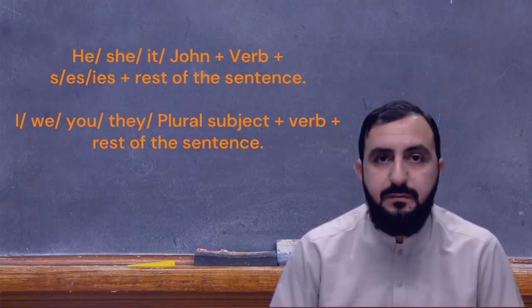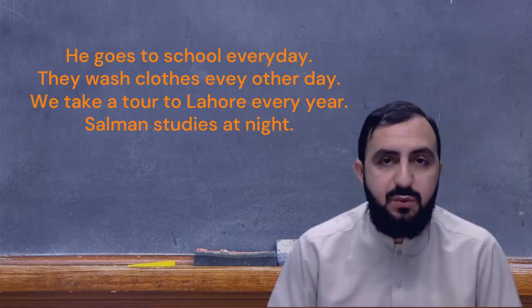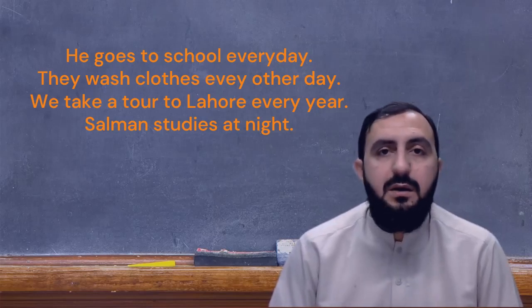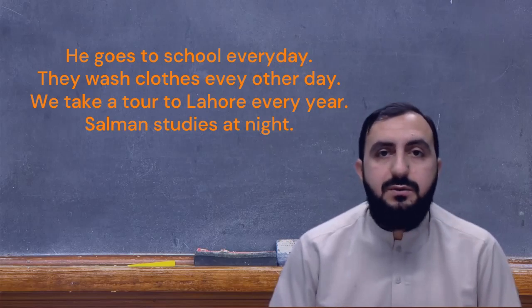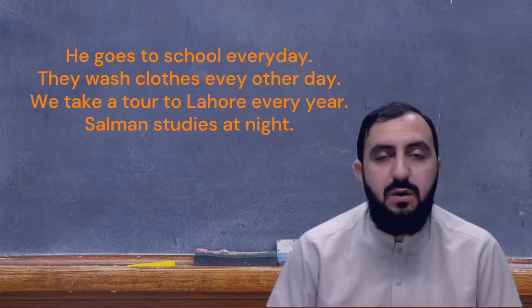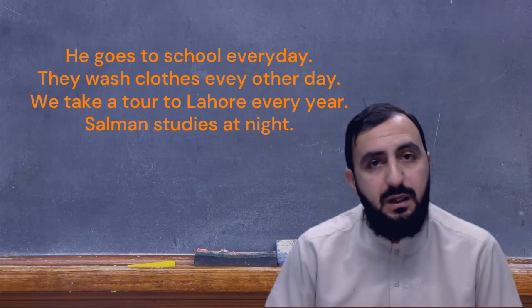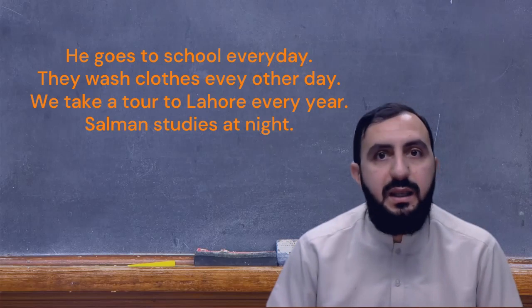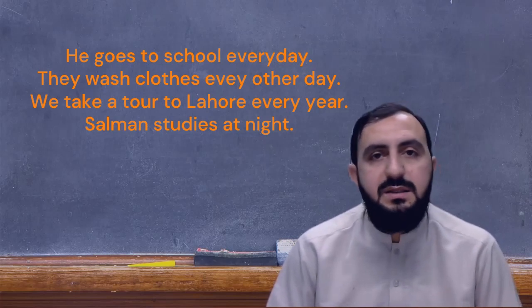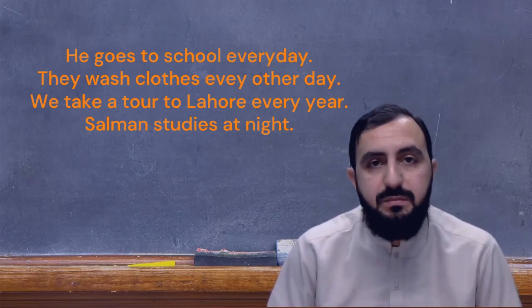with the verb forms. For example, I say he goes to school every day, so I added es with the verb go. They wash clothes every other day. So wash clothes, I didn't add any s or es or ies with this word because the subject is they. We take a tour to Lahore every year. Salman studies at night. So these are things that happen regularly or that happen generally, okay? That's why we use simple present tense.